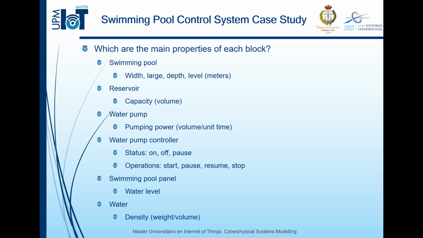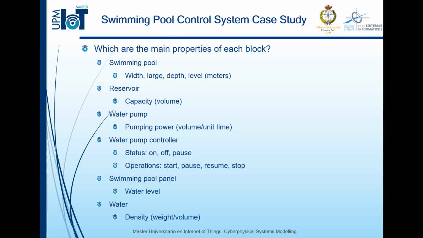But in principle, we can set up these properties. For example, we need to know if the water pump is switched on or switched off, is working or not. So maybe we can have a status, and a status could have only one of three different values, so this is something like an enumeration type. The status could only receive on, off, or pause. And maybe operations for the water pump could be start, pause, resume, or stop. Maybe. We are not analyzing in detail all the features and all the operations for these components. Maybe for the swimming pool panel, we can only display information on the water level. And for water, maybe density could be interesting, or whether you have salt water or any other kind of water. So maybe these could be the main features for our case study.